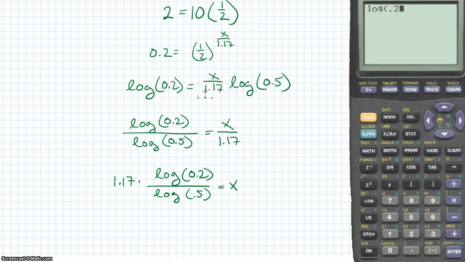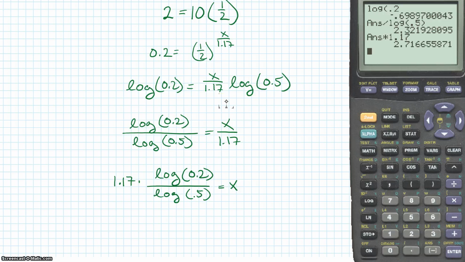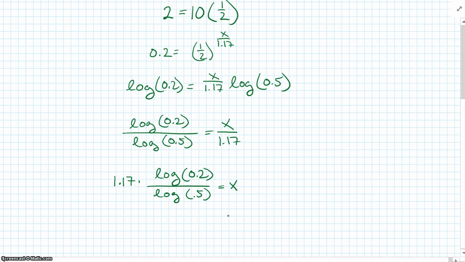Log of 0.2 divided by the log of 0.5 times 1.17 gives 2.71. So x equals 2.71 minutes.